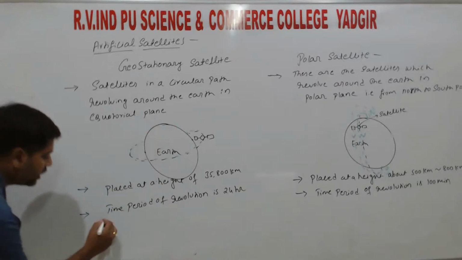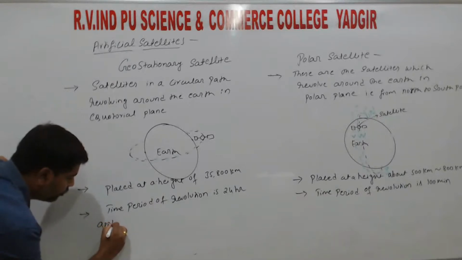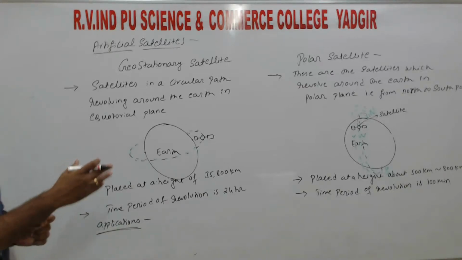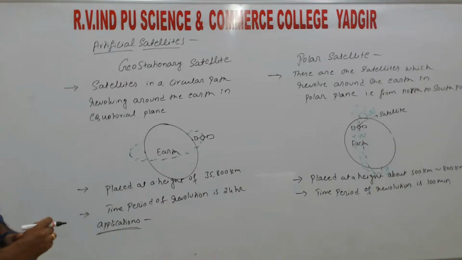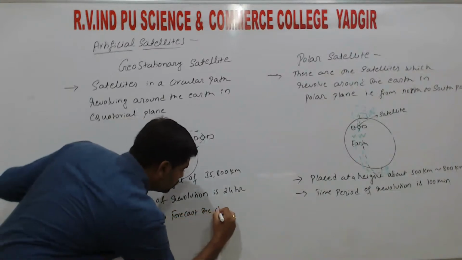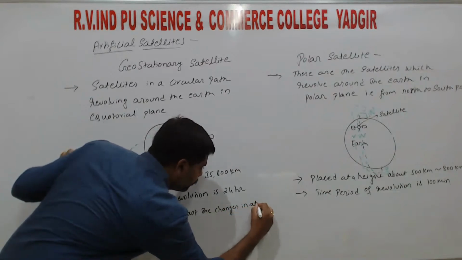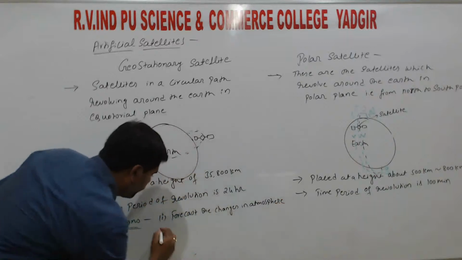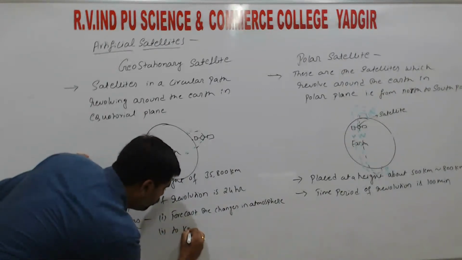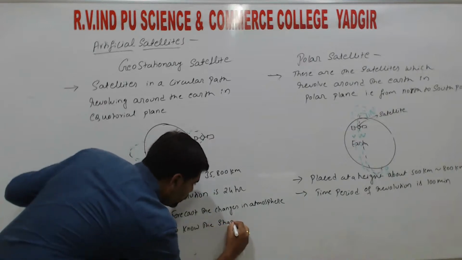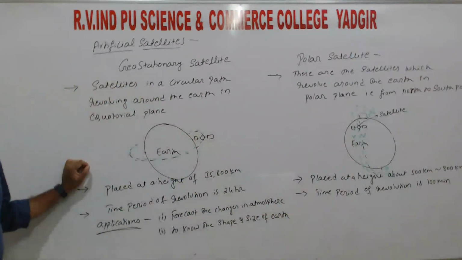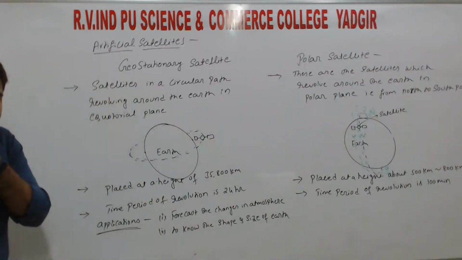So next, the applications, right? So here we can mention the applications of geostationary satellite and applications of polar satellites, right? So that is to forecast the changes in atmosphere, right? The next one is to know the shape and size of Earth. We need to study the size and shape of the Earth, and we are using the geostationary satellites for that, right?